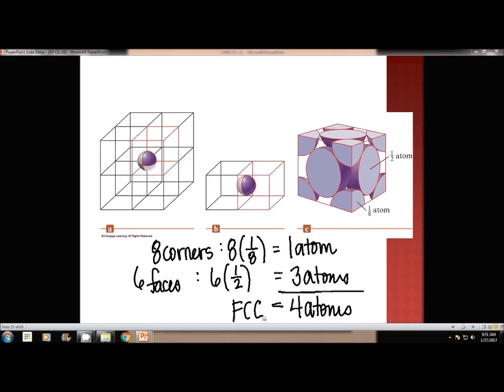This is important to know for when you're figuring out density or any sort of measurements about a face-centered cubic model, where there's a total of 4 atoms. That's going to be important especially for mass. Okay, so we're going to use that 4 atoms for FCC with our example number 1.